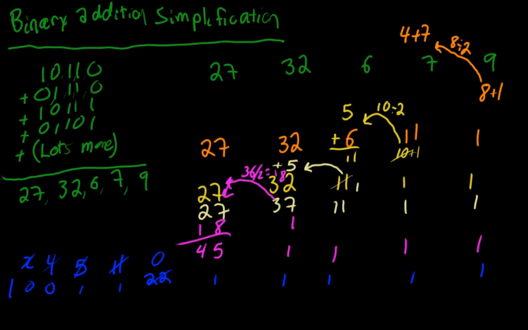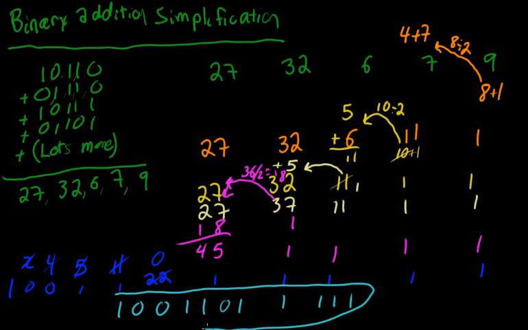So our final number is going to be everything on the bottom here. So 1, 0, 0, 1, 1, 0, 1. So far I'm right here. 1, 1, 1, 1. And this is the final answer if we had converted this.